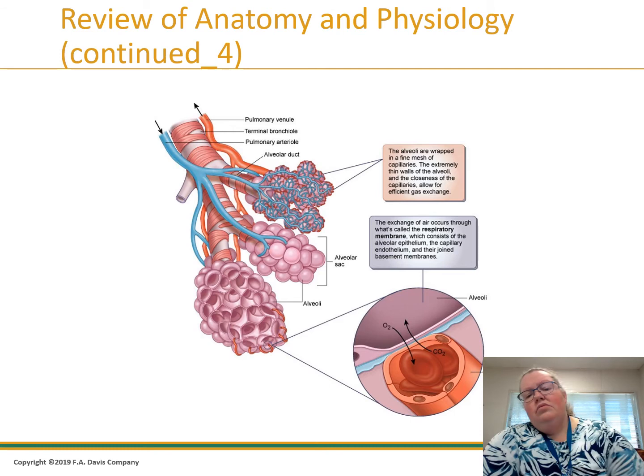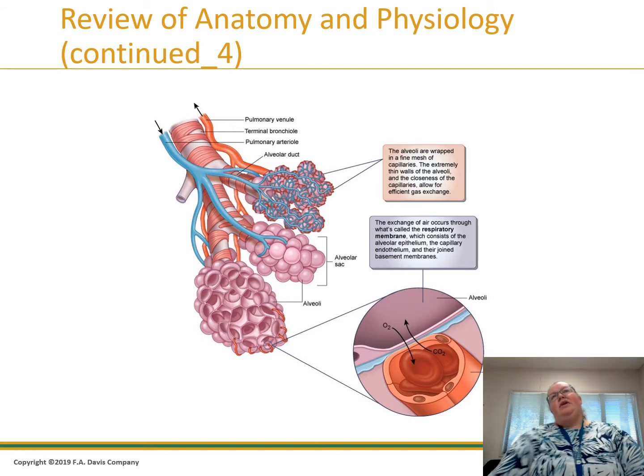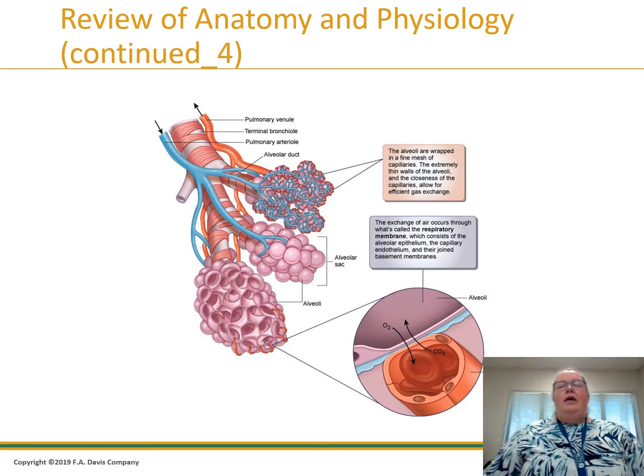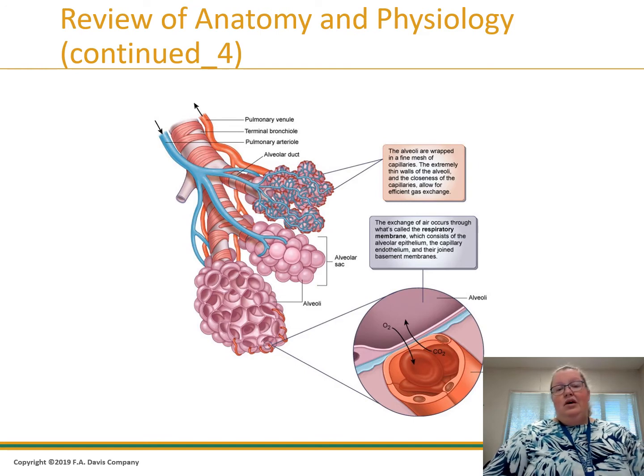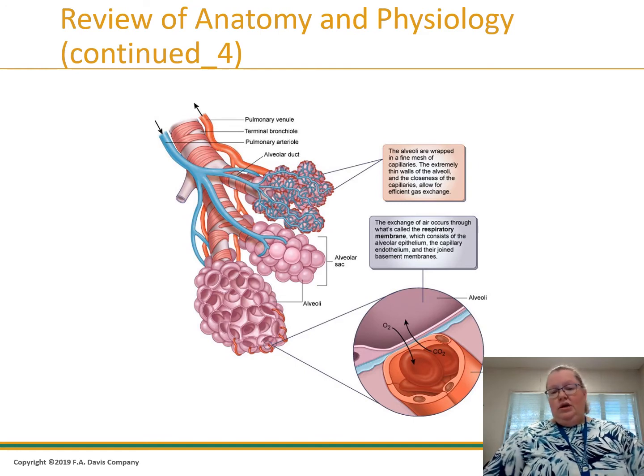Okay, so they kind of have to have an even preload and afterload to oxygenate effectively. That's why left-sided heart failure or right-sided heart failure is going to affect lung and air exchange so much.